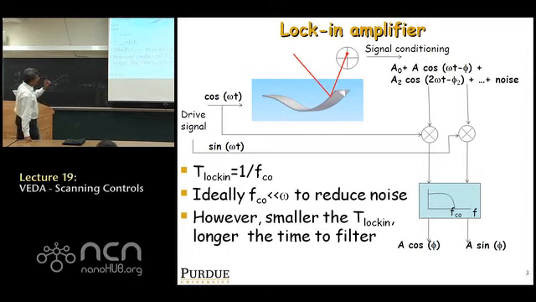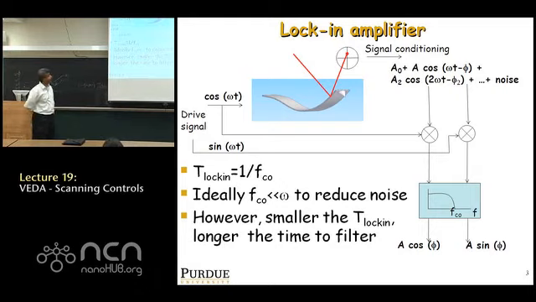So here are the, I would say, compromises involved. You certainly want the cutoff frequency to be much less than the drive frequency. Why is that? What happens if the cutoff frequency of the lock-in is greater than the drive frequency? What happens then? A lot of noise in the signal.